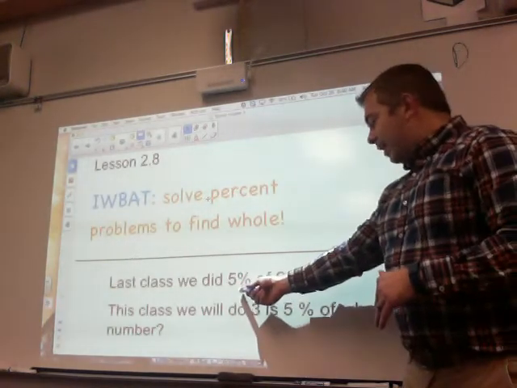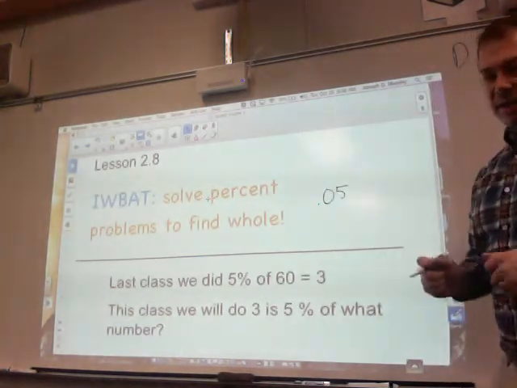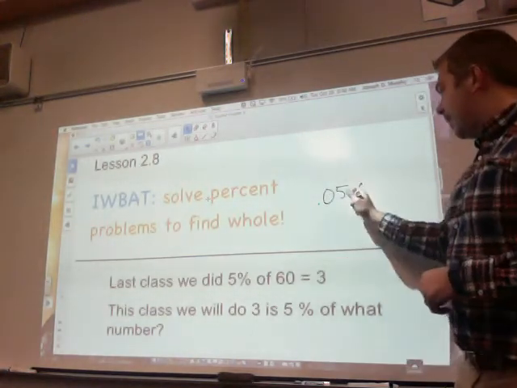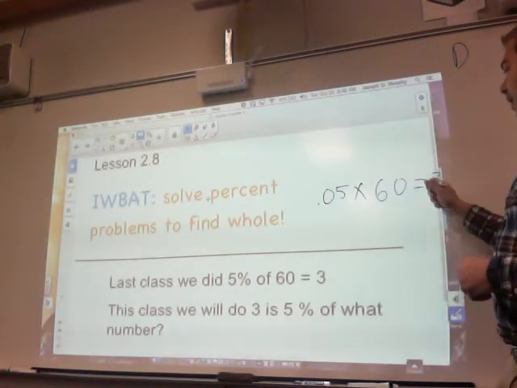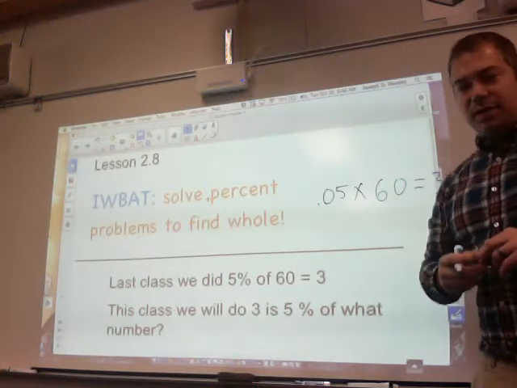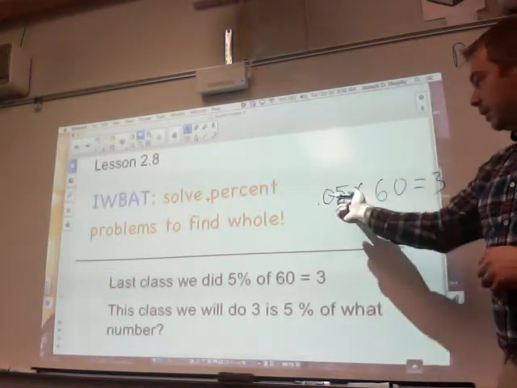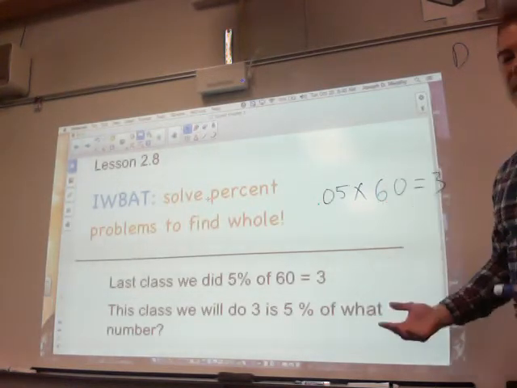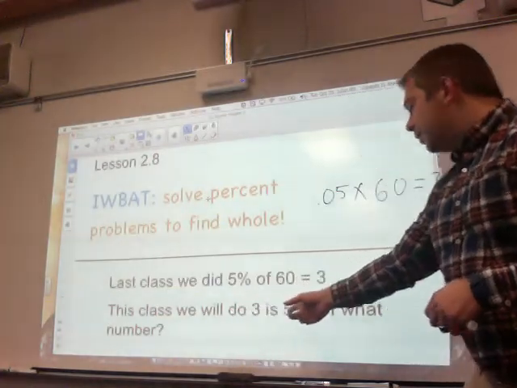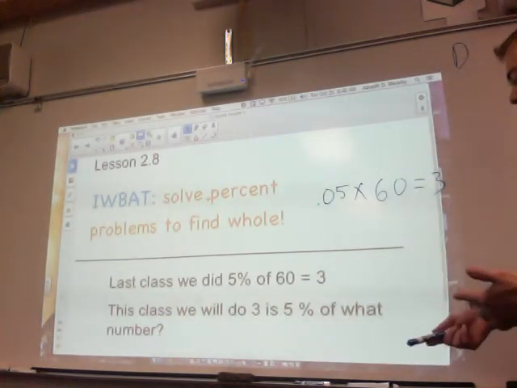So you did 5%, which is 0.05 as a decimal, of means times 60, and you would get 3 because 6 times 5 is 30, and we had to move some decimals over after that. We had 2 decimal places. But this time it's going to be division. This class we will do: 3 is 5% of what number?